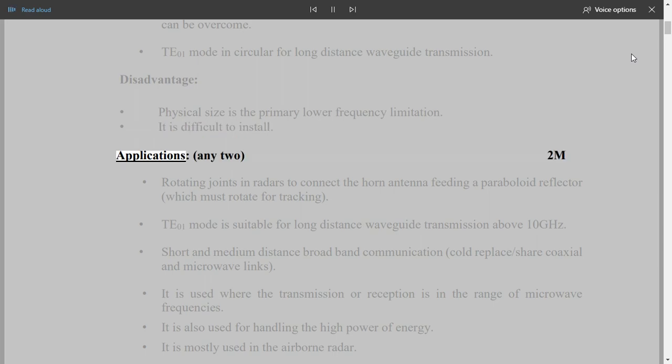Applications, any 2M: Rotating joints in radars to connect the horn antenna feeding a paraboloid reflector, which must rotate for tracking. TE01 mode is suitable for long-distance waveguide transmission above 10 GHz, short and medium-distance broadband communication, replacing coaxial cable, and microwave links. It is used where the transmission or reception is in the range of microwave frequencies. It is also used for handling high power. It is mostly used in airborne radar.